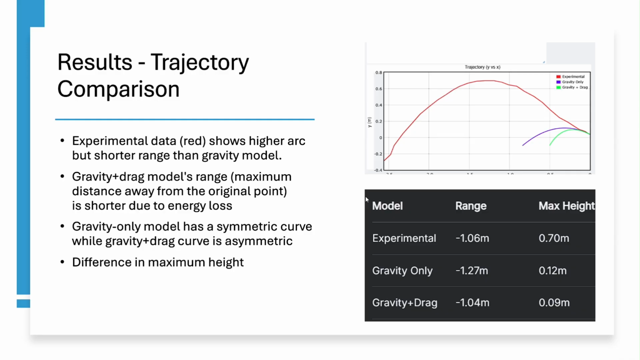Furthermore, the gravity-only model, which is shown in this bluish color, predicts a symmetric parabolic arc with an overestimated range of negative 1.27 meters. The experimental data, shown in red, shows a shorter negative 1.06 meters range but a higher 0.7 range peak.